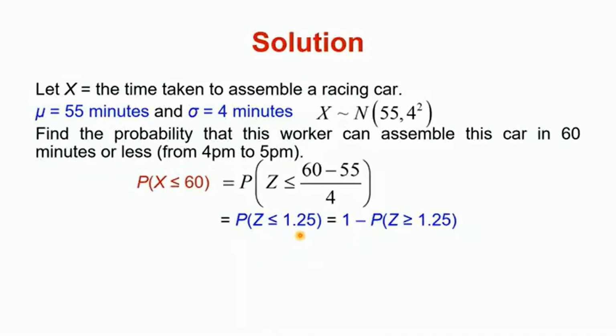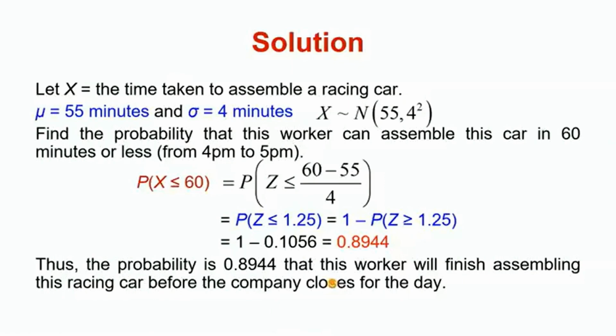But my table only gives the value of Z more than a positive value. So I know the total probability is 1. Then 1 minus the probability of Z more than 1.25 is my answer. Z more than a positive value is easily obtained from the table. From the table, I can find 0.1056. Then the balance is 0.8944. The answer is that the probability the worker can assemble this before the company closes is 0.8944.